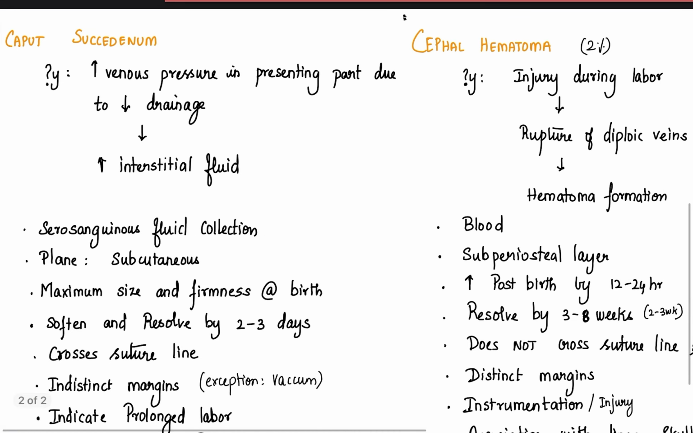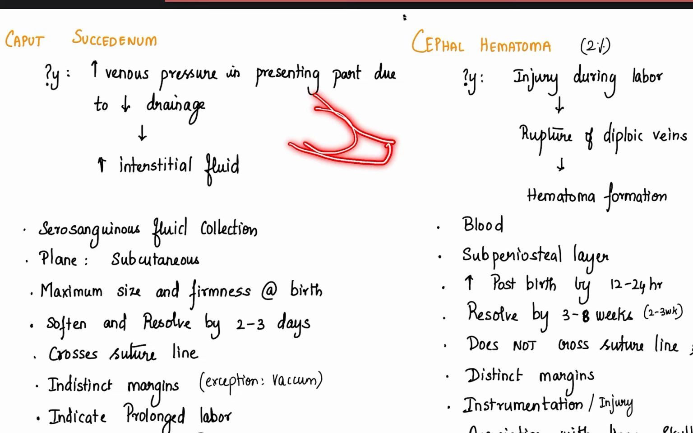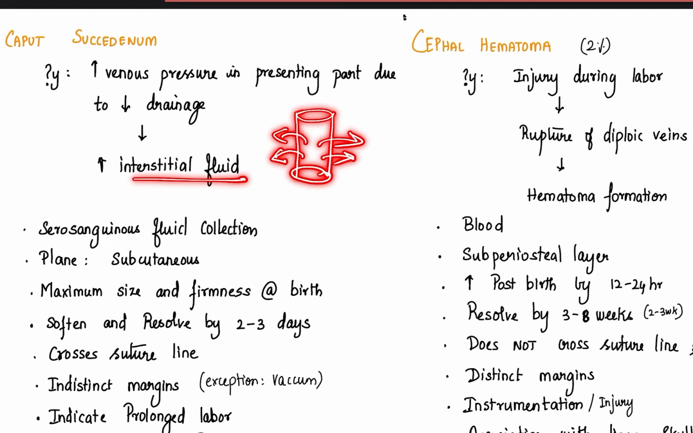So what is caput? What happens in caput is that when the baby is passing through the narrow vaginal canal, this happens only in a vaginal delivery. So this part is getting pressed. The veins in these parts are unable to drain because of the pressure here. So venous pressure increases. When venous pressure increases, there is going to be increased hydrostatic pressure. This hydrostatic pressure pushes the fluid out into the interstitial space. This increase in fluid in interstitial space is what you see as caput succedaneum.